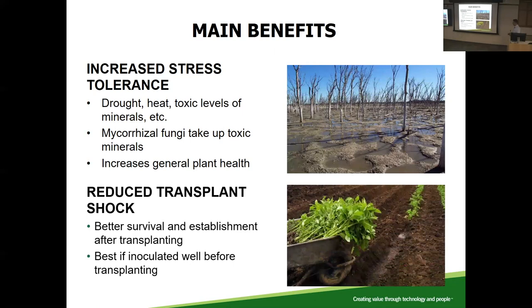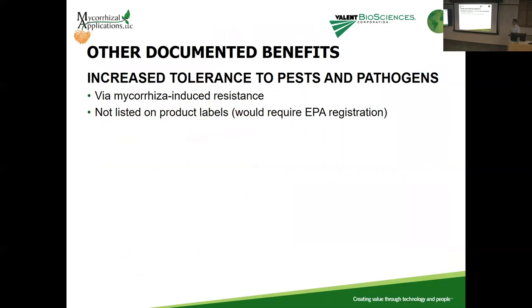And reduced transplant shock. Transplanting is the most stressful phase in a plant's life, and the application of mycorrhizae really helps under these stressful conditions. But as I mentioned here, it's best if inoculated well before transplanting. Remember it takes like 3-4 weeks for the symbiosis to form, and if we apply the mycorrhizae at the seeding stage, by the time the transplanting happens, the mycorrhizae is there and can provide the benefits. So that's an important thing.